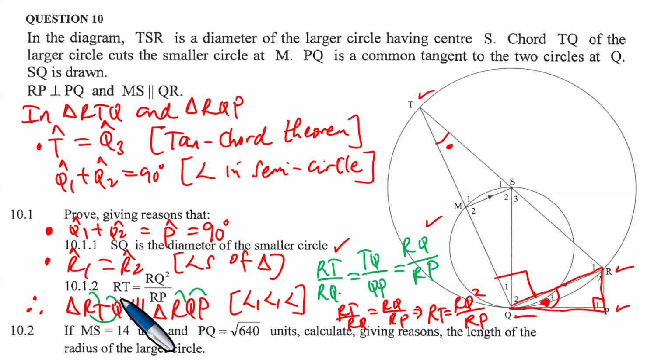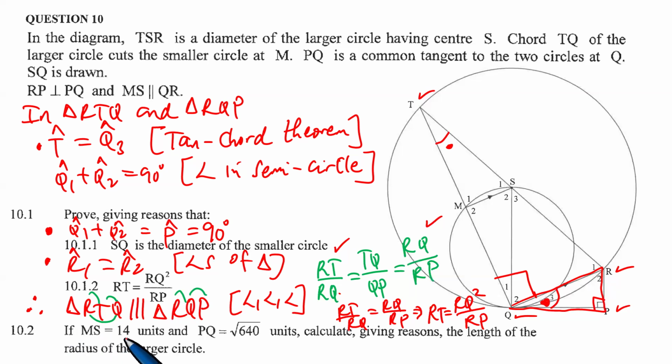We have proven this one. We had to prove that RT is equal to RQ squared over RP, and we've just done that. So yeah, just follow this. I'm going to send you homework on the WhatsApp group. You need to make sure that you try more and more of these problems. But next thing that you're going to do is 10.2.